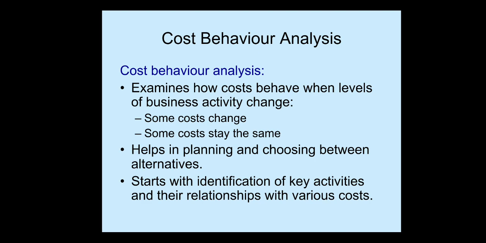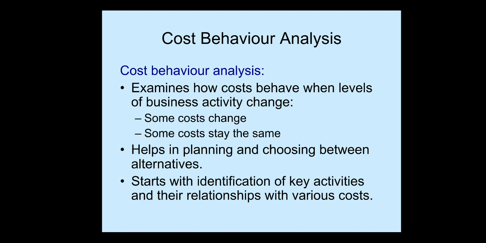Okay, see here, cost behavior analysis. Point 1 examines how costs behave when level of business activity change. So costs will change when the quantity of production, or when the production activity changes. The logic is the more quantity of production, the higher the cost. The lower the quantity of production, the lower the cost. The more the business does production activities, the more the cost. The less the production activities happen in a business, the less the cost.